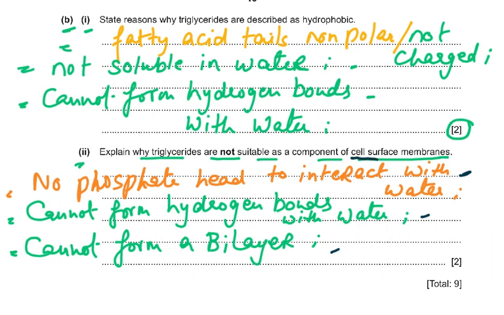Even if you didn't know it, you could have thought of the cell membrane. What are the structure and the functions of the cell membrane? Now, these cannot form the cell membrane because the cell membrane is a bilayer. Plus, it has to have a hydrophilic phosphate head, which interacts with the water outside.